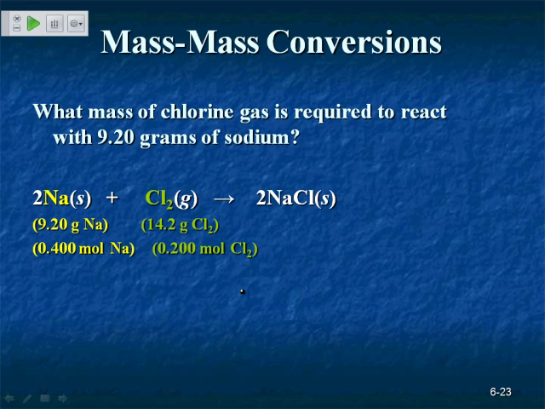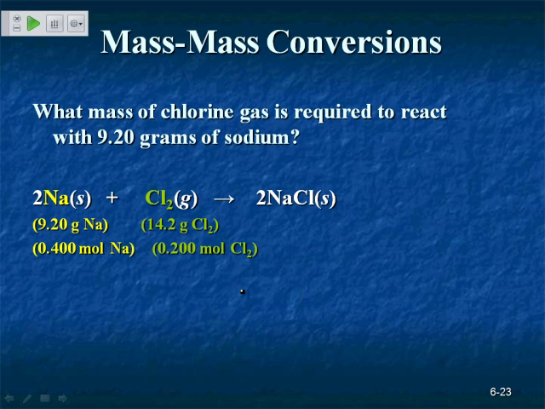So if you look at this question once again, this is where we started. We were given this quantity, mass of one of the reactants, 9.20 grams of sodium. We converted that to moles using molar mass of sodium. Then we did the mole conversion using mole ratio. The question was asking what mass of chlorine. So one more mole mass conversion, converted the moles of chlorine to mass of chlorine.